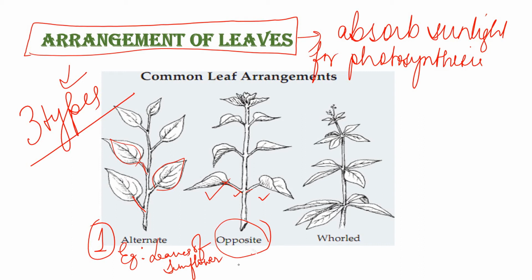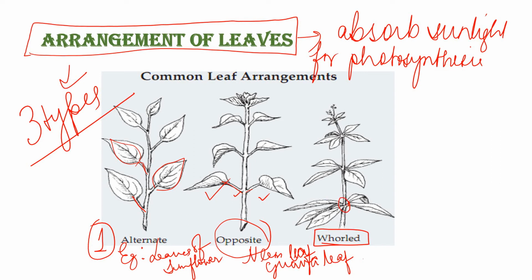So this is the opposite type of arrangement of leaves, right? And these can be found in, for example, the neem leaf, or you can say the guava leaf. Fine. Next we come to the third type of arrangement of leaves, that is the whorled one. What is a whorled one? See, in this type of leaf arrangement, more than two leaves arise at one node.